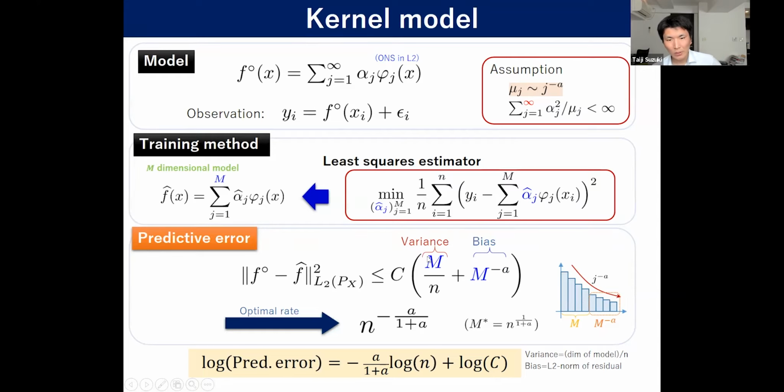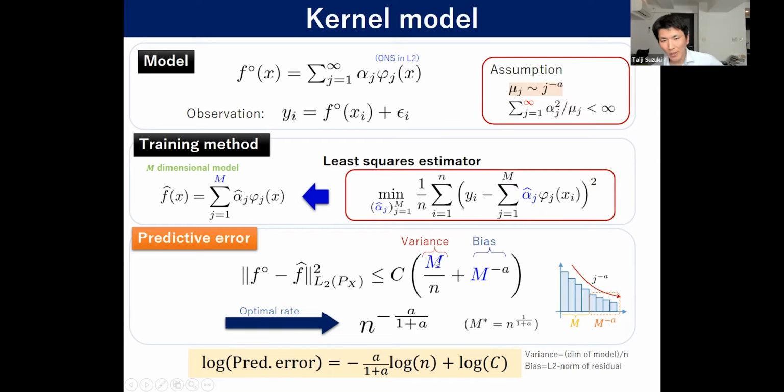Okay. So remember that the linear model is m-dimensional. So m is coming here. The number of parameters is just m. And also the bias term is obtained by m^(-2a). So the a controls the bias. If a is large, the bias is small. If a is small, the bias is large. So the decaying rate of the coefficient alpha_j characterizes the bias. Okay, so anyway, we have this bias and variance.